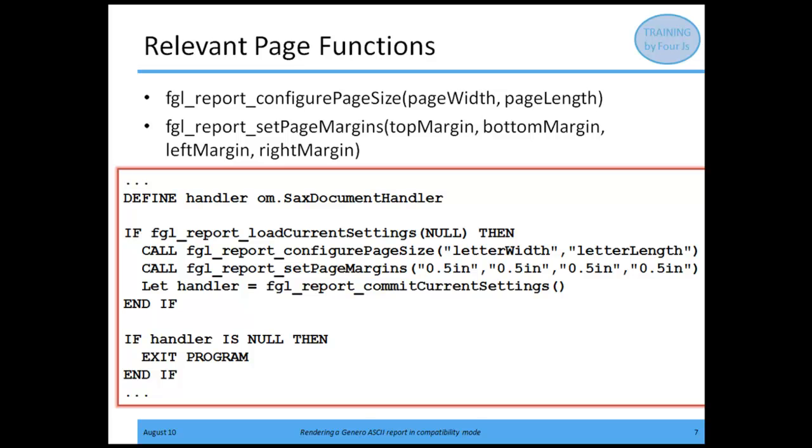If you want to change the default page size or the default page margins, you can add the FGL report configure page size or the FGL report set page margins functions in between the loading of the current settings and the committing of the current settings. You'll see that when you're entering the page size, you're using terms such as letter width or letter length. These terms are defined inside your documentation in a section on dimensions. So if you want more information about what the possible valid values are, look in your online documentation. Let's go there now for configure page size.